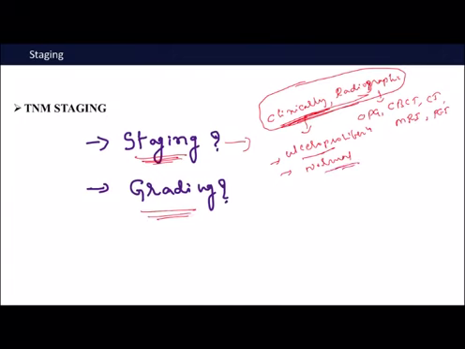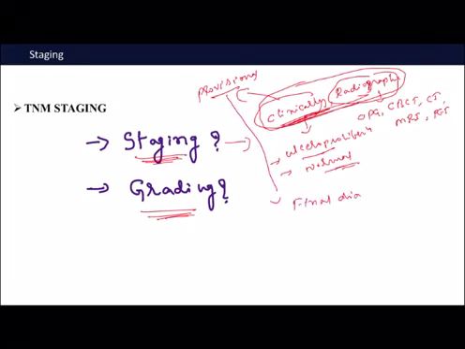Now, what do you mean by grading? When you confirm clinically and radiographically, but it is still in dilemma, that is what we call a provisional diagnosis, right? Now if you confirm the provisional diagnosis, it comes to the final diagnosis with the help of histopathological identification, and that is what we call grading, right?